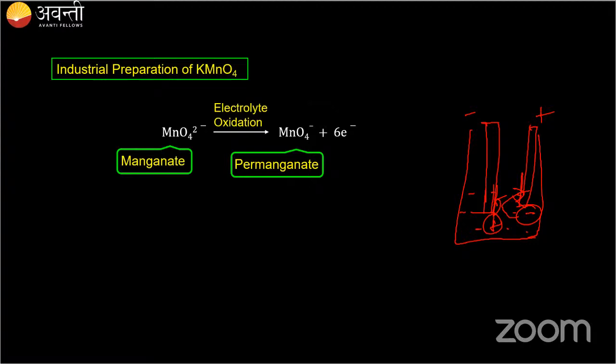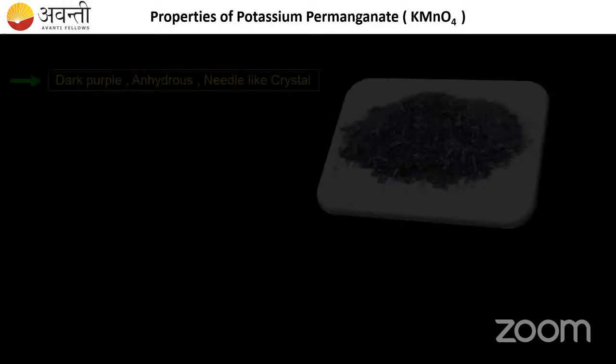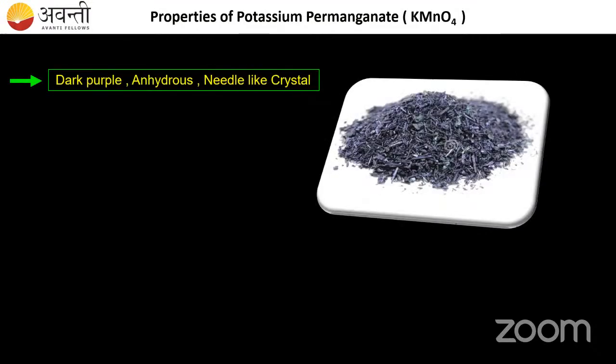Okay, no problem. Good. So the properties of KMnO4. The first property is the color. The KMnO4 color is dark purple. It is an anhydrous needle-like crystal. You can see the needle-like crystals of KMnO4 in the picture, right? So it is a dark purple needle-like crystal in the anhydrous form.